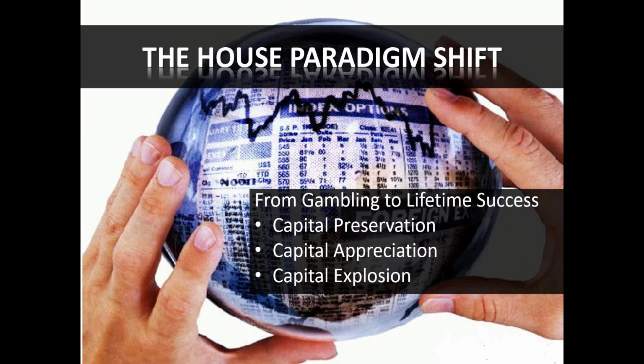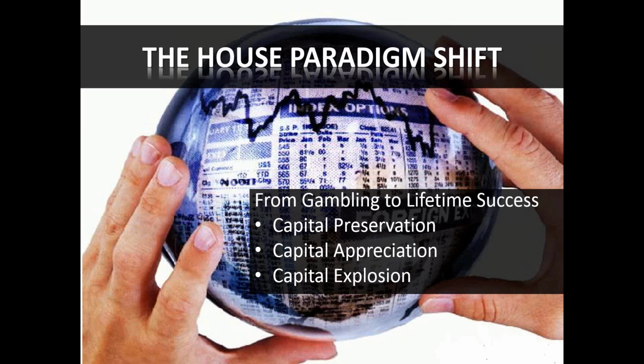So in order to get to that place, and when you have that integrity, it opens you up to a whole other world. It gets you past the world of gambling to a place of lifetime success, where you can really begin to work in capital preservation. There are 3 realms that all my strategies have to have. They have to give me the opportunity to preserve capital. That means I'm using stop losses. I'm protecting myself against drawdown.